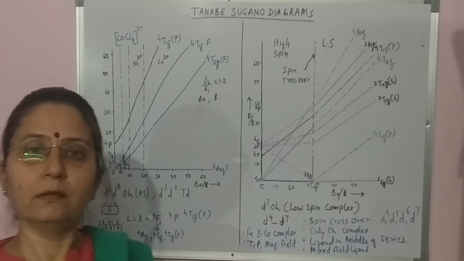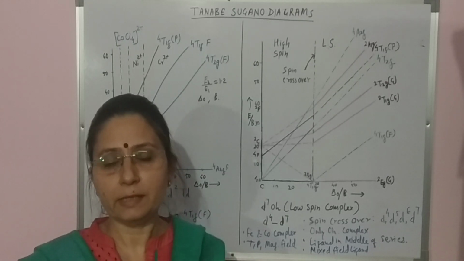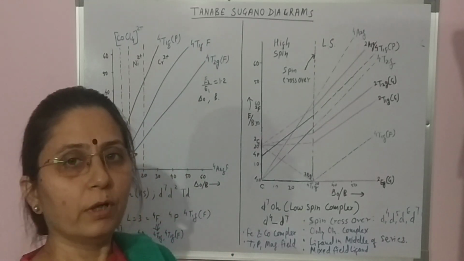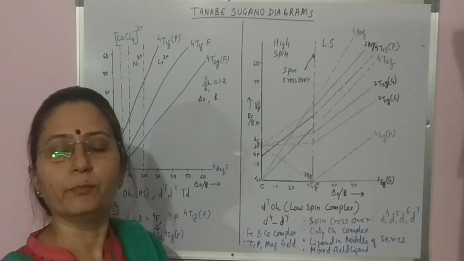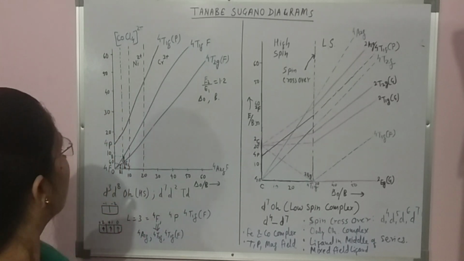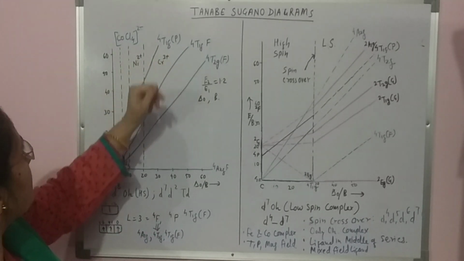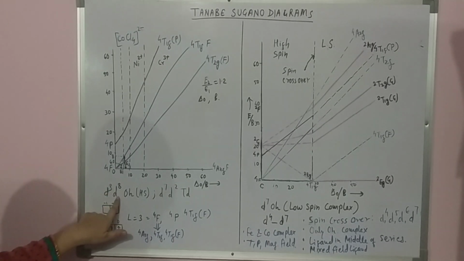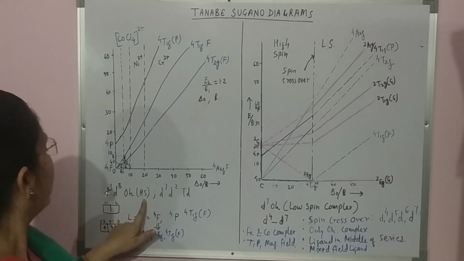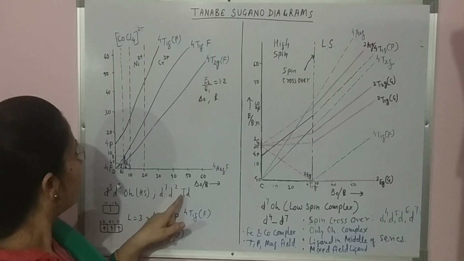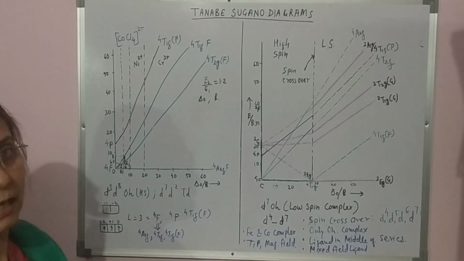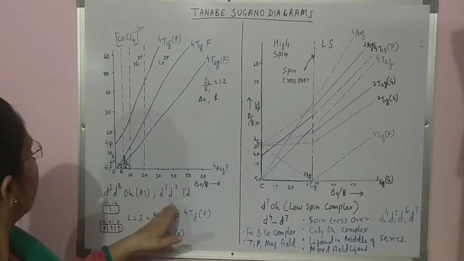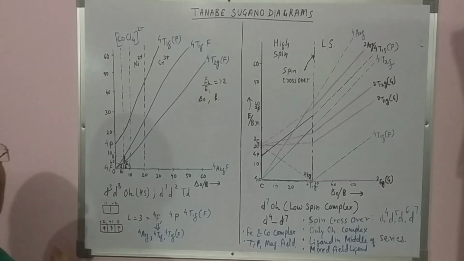That and we had taken the simplest form of TS diagram in that case. Today we will discuss some few more examples of TS diagram. So today we will talk about the TS diagram for d3, d8 octahedral high spin complex and d7, d2 tetrahedral complex. As we already know, octahedral and tetrahedral complexes are related to each other.